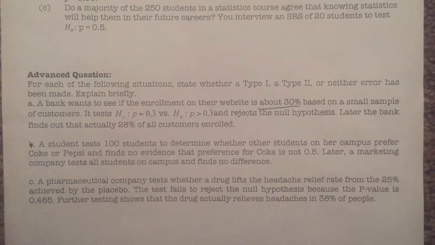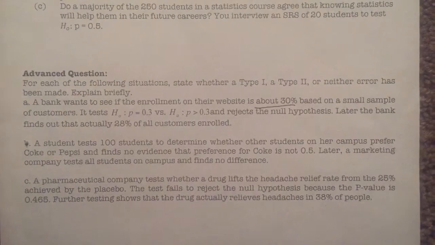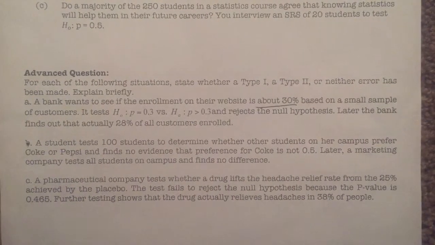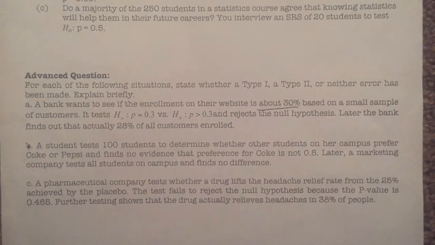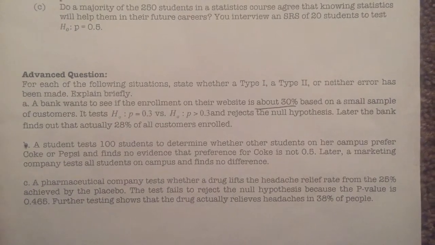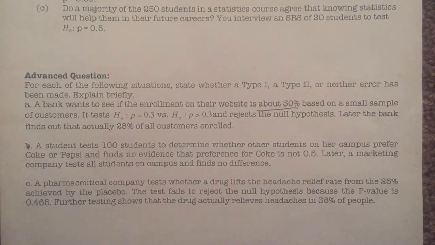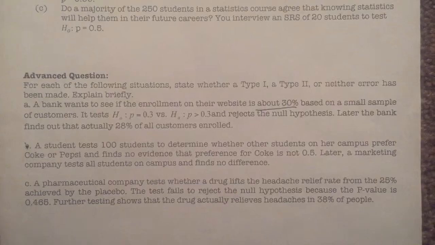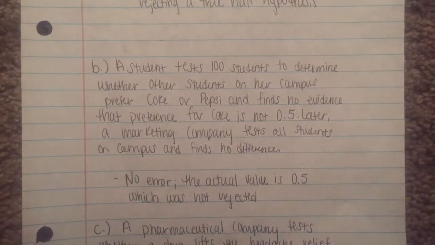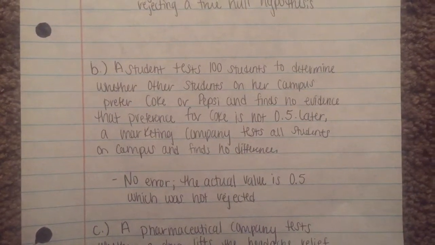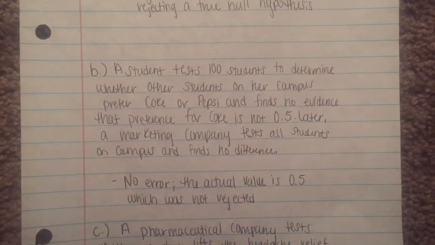B. A student tests 100 students to determine whether other students on her campus prefer Coke or Pepsi and finds no evidence that preference for Coke is not 0.5. Later, a marketing company tests all students on campus and finds no difference. This problem is considered no error. The actual value is 0.5, which was not rejected.